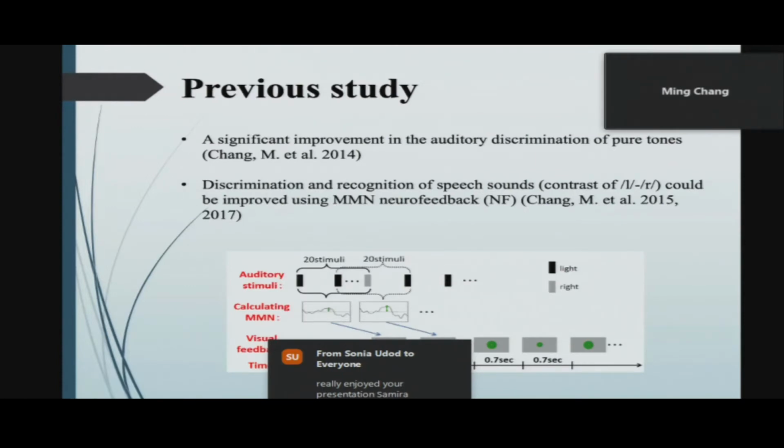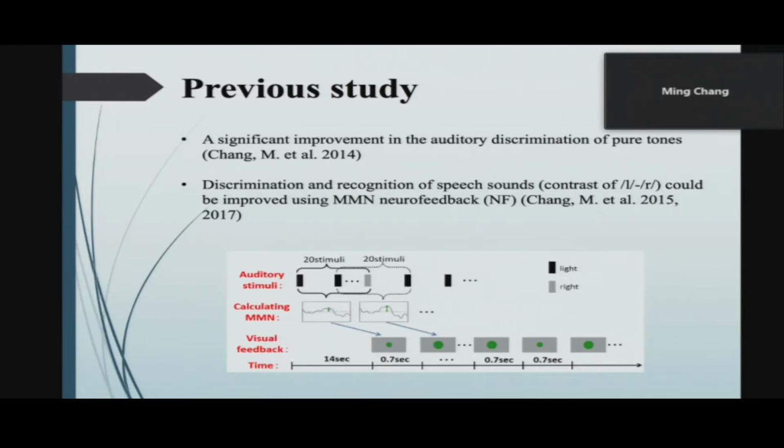In our recent study, we used MMN as visual feedback presented for training. In the whole training stage, the subjects were asked to ignore the auditory stimuli and pay attention to the visual feedback. As a result, the subjects achieved a significant improvement in the auditory discrimination of phonemes. Furthermore, discrimination and recognition of speech sounds were also improved using MMN neurofeedback.